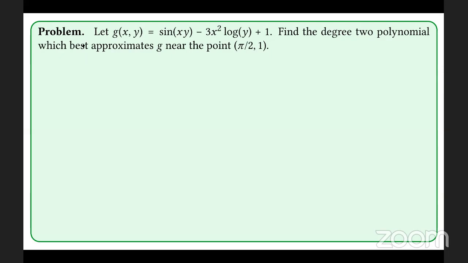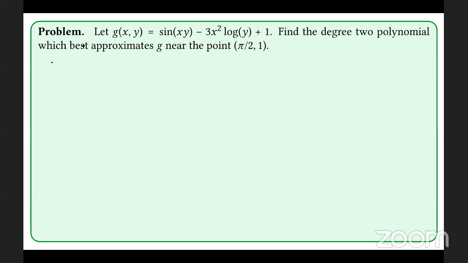Okay, so let's do a problem. Let G be this. Find the degree 2 polynomial which best approximates G near that point. Okay? All right, so we're going to find the degree 2 polynomial, so we're going to need to take a bunch of partial derivatives. So let's just go ahead and start with that.